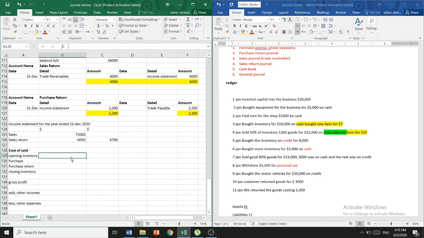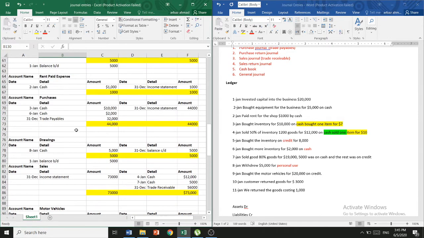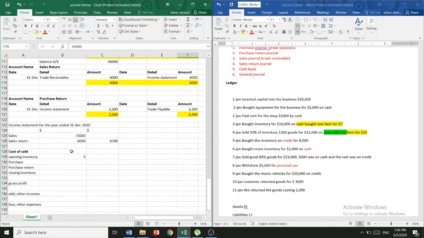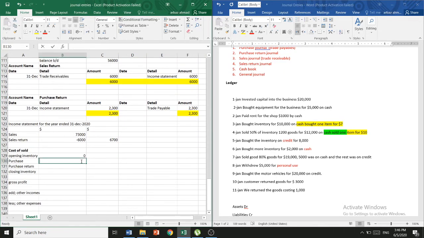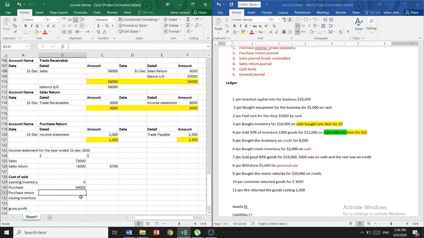We don't have opening inventory, we are going to keep it null. Our purchases are 44,000. Purchase return, this is purchase return 2,300, minus 2,300. We don't have closing inventory.